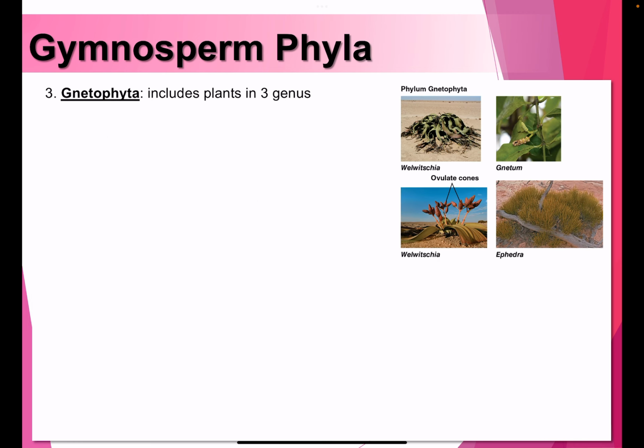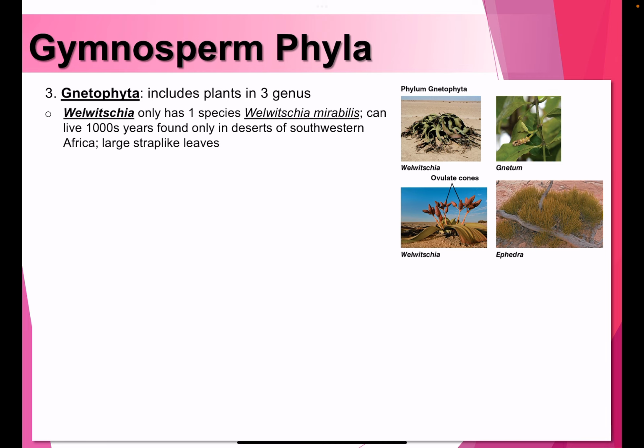The third phylum is your Gnetophyta, which includes three genera of species. You have Welwitschia, of which only one species is alive today, Welwitschia mirabilis, and they can actually live thousands of years and are only found in the deserts of southwestern Africa. They have these really huge strap-like leaves, one of the world's largest leaves, by the way, and they kind of look like this in the middle of the desert.